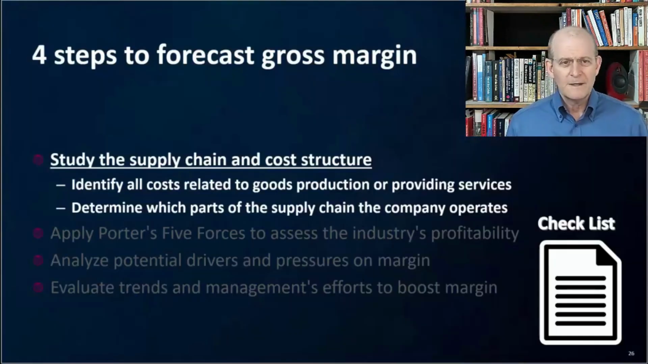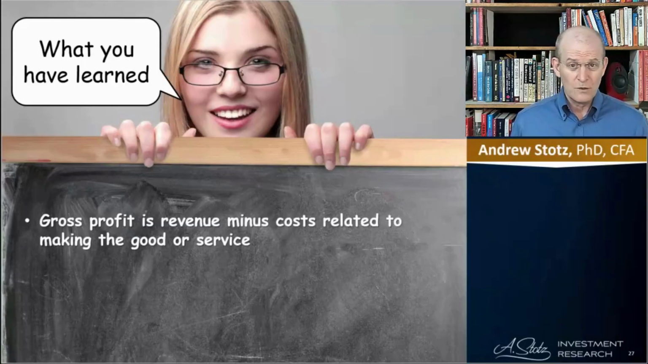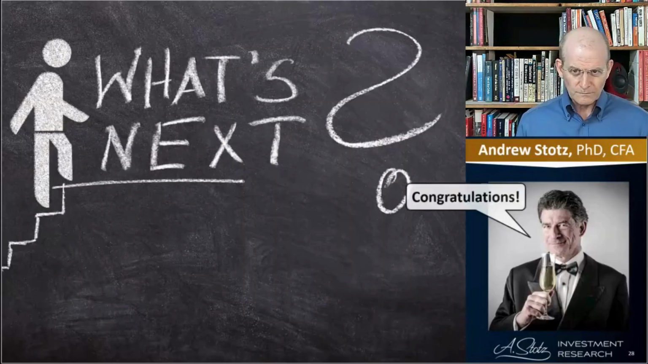So let's wrap it up. In studying the supply chain and cost structure, we learned to identify all costs related to goods production or providing services and determine which parts of the supply chain the company operates. So what have you learned in this? Well, gross profit is revenue minus costs related to making the goods or service. And analyzing the supply chain helps you understand which parts of the operations are under the company's control.